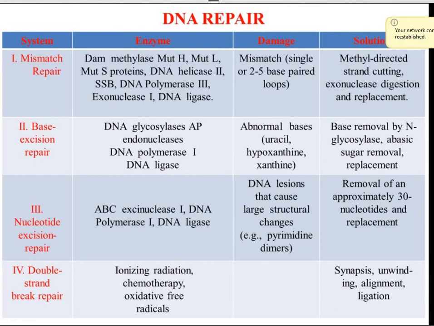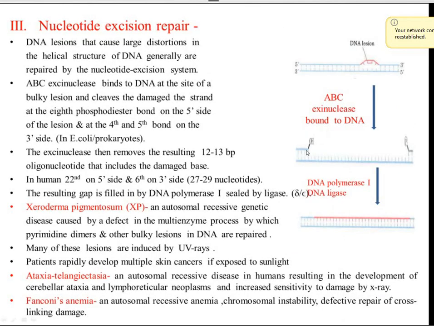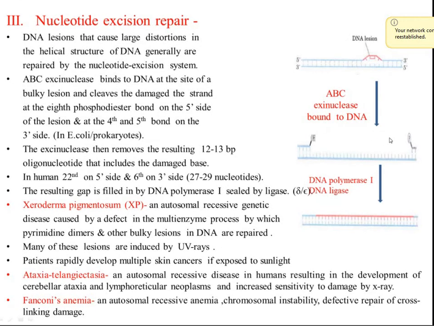A 12 to 14 base pair nucleotide stretch will be removed, which will include the lesion also. Now I have to show you. See. So this will remove 12 to 13 base nucleotides. In the case of human beings, the enzyme ABC excinuclease is much larger. It may contain more than 16 polypeptide units. So it is a very big molecule.